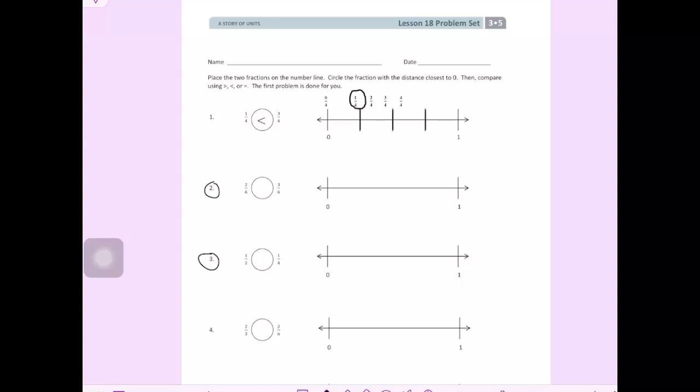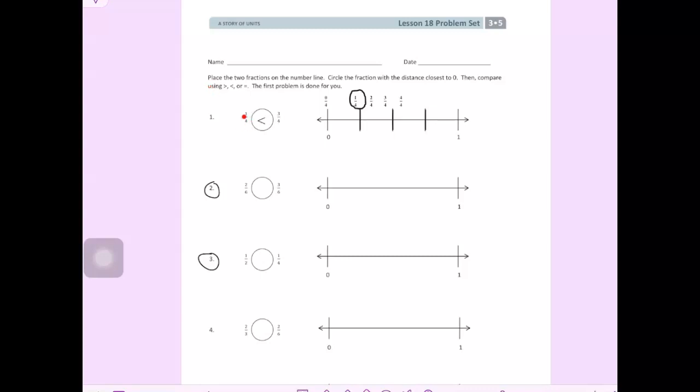So the directions say, let's read the directions together. Place the two fractions on the number line. So they're giving us two fractions for each problem. Circle the fraction with the distance closest to 0. So the fraction that is closest to 0, we're going to put a circle around. Then compare using greater than, less than, or equal. The first problem is done for you.